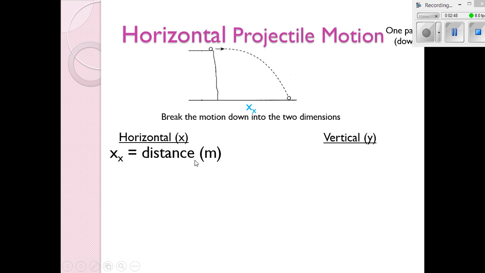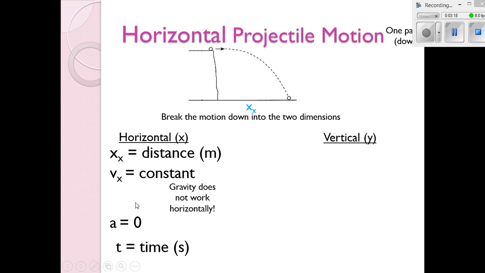X sub x is going to be the distance, and again, that's in the horizontal plane here, and that's measured in meters because it's a distance. V sub x, V, remember, is velocity. In the horizontal direction, it is constant because gravity does not work horizontally. Gravity only works vertically. Okay, so there's nothing really in the horizontal playing field that's going to change our velocity. So we actually have no acceleration horizontally. And then, of course, we have time.